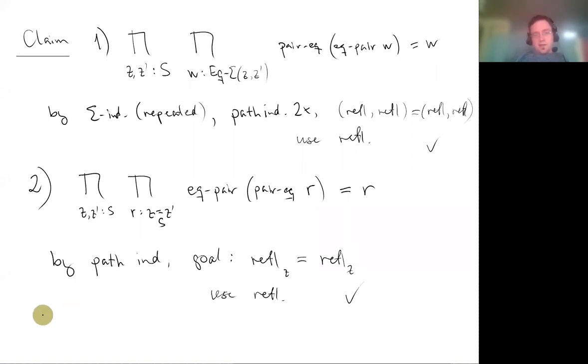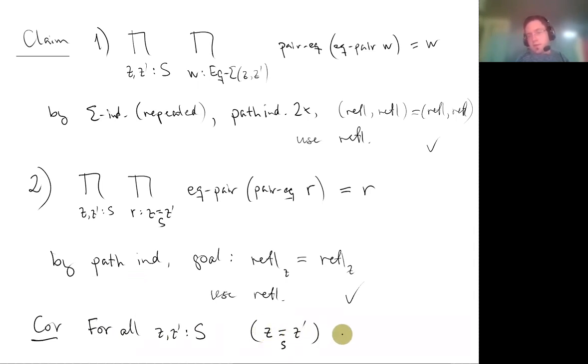Okay, so as a corollary, now we have the two-sided inverse situation, but we can phrase that, if we like, as an equivalence. So for all z and z prime in the sigma type, we can now have an equivalence: z equals z prime in S is equivalent to eq sigma of z and z prime. Okay.